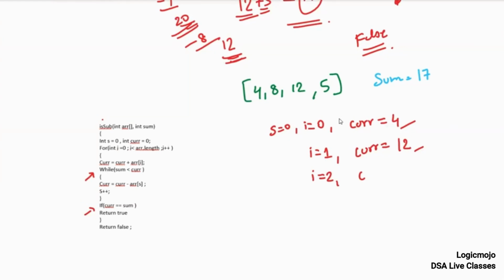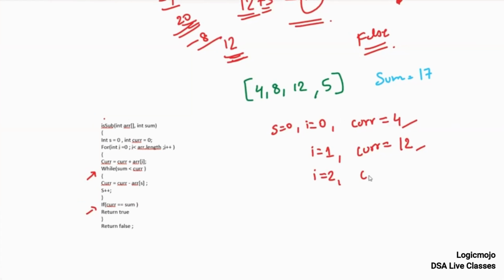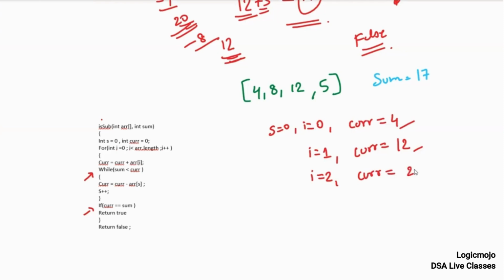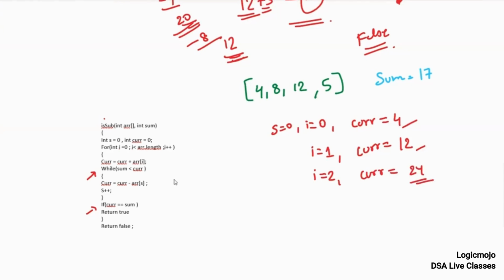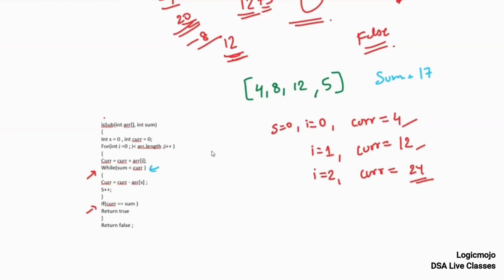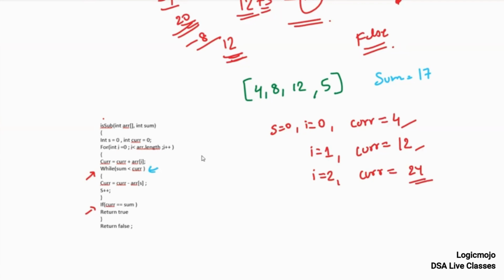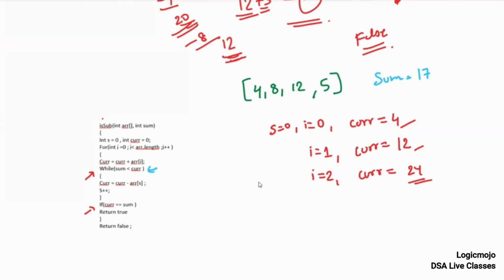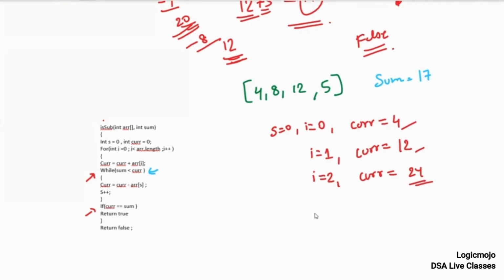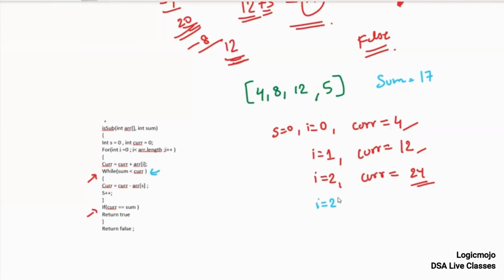Now when the value of i is 2, we see that our current is now 12 plus 12, which is 24. Now here comes the point. When it is 24, this while loop will execute, because sum is less than current, since 17 is less than 24. So it goes inside this loop. Once it goes inside the loop, the value of i will remain 2 only, because this was the point where we reached 24 and there it executed. So i will remain 2, but current would be current minus array of s.